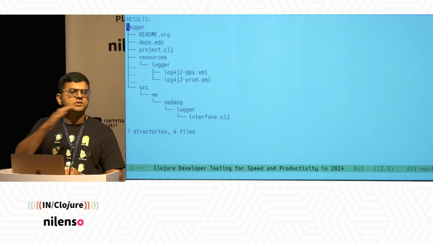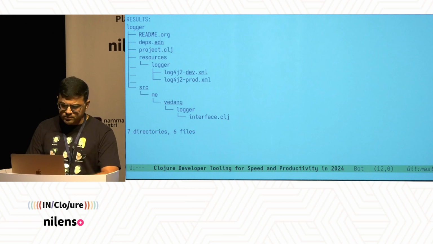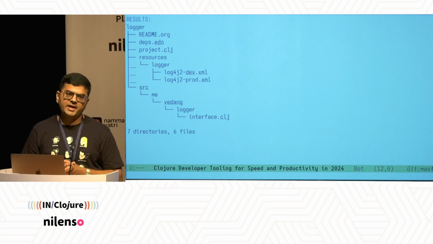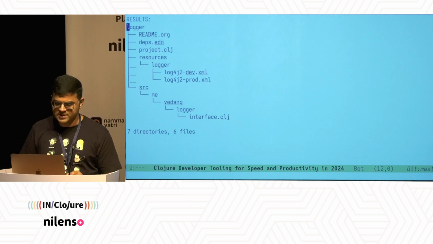So this is the structure of that folder that is generated. The hard part here is figuring out that log4j2 configuration for development and production and getting the right interface that I want to use in all my projects for logging, which this has done for me.